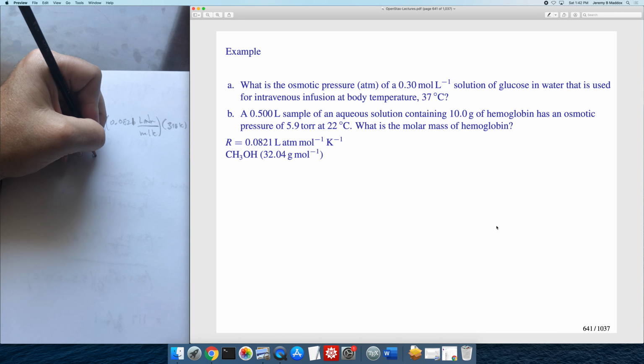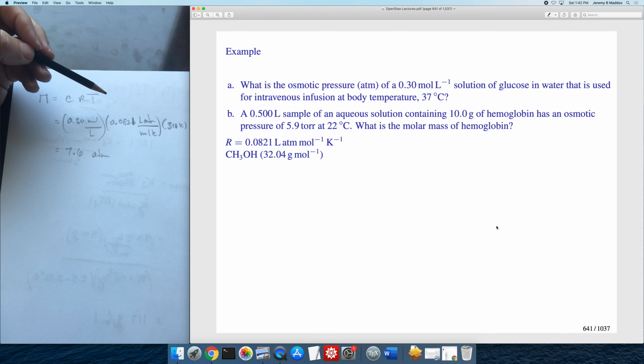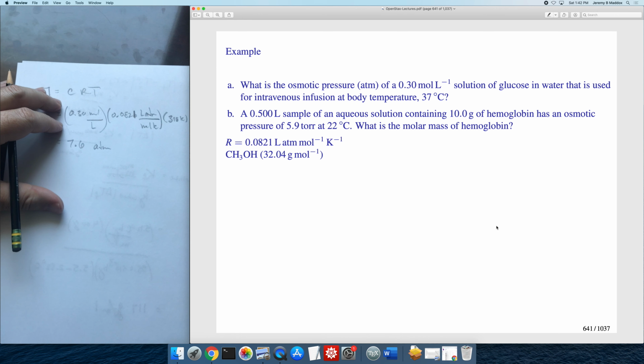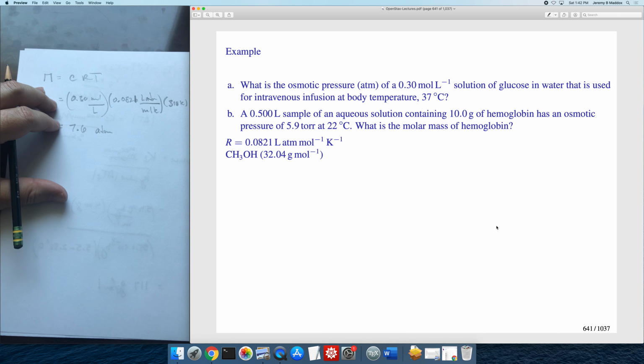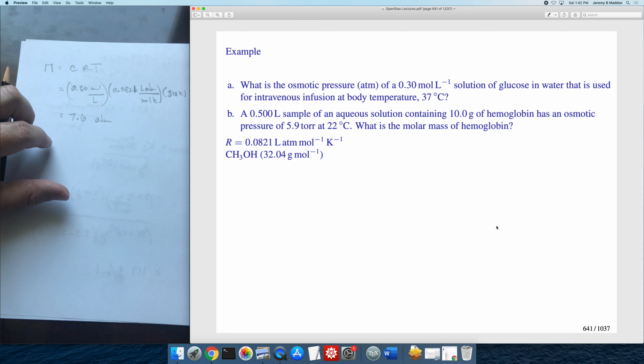7.6 atmospheres. Let me double check that. 37 plus 273, 310 times 0.0821 times 0.3. Yep, I get the same number again. So that's the osmotic pressure in atmospheres that we get for that number.